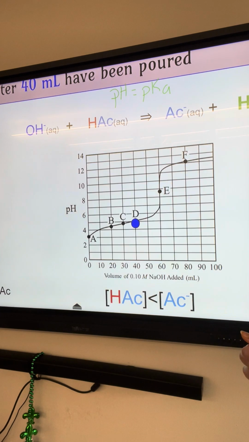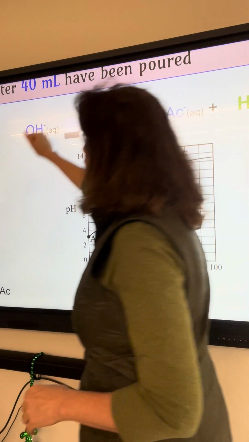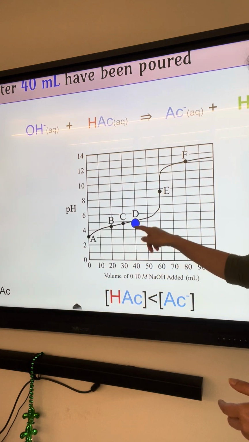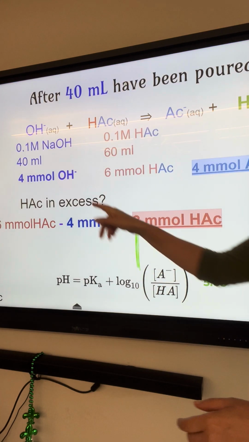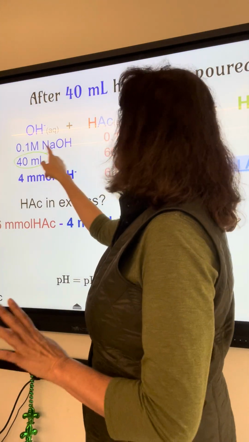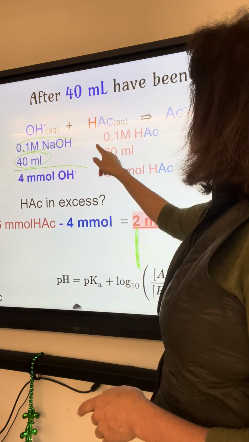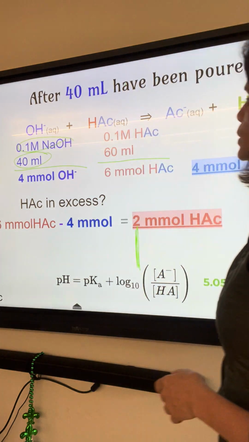Next slide. Now we're gonna go to point D. Exact same thing, we're still in the buffer region, but we've added 40 milliliters of base. So next slide. You have 40 milliliters of base, same 0.1 molar, 4 millimoles, same amount of acid, 6 millimoles.